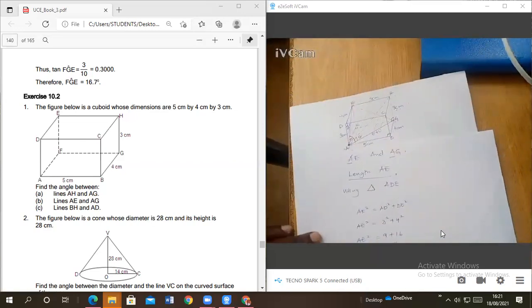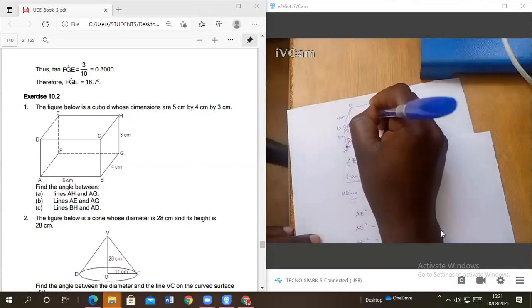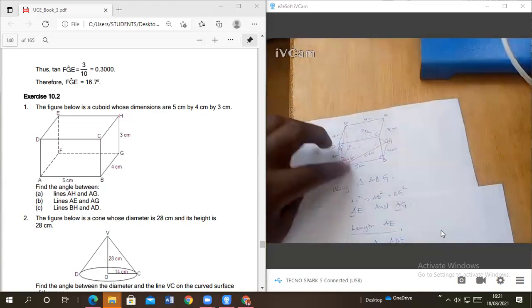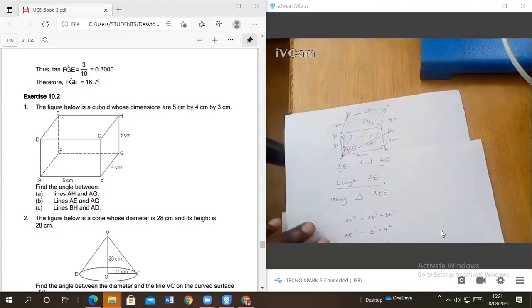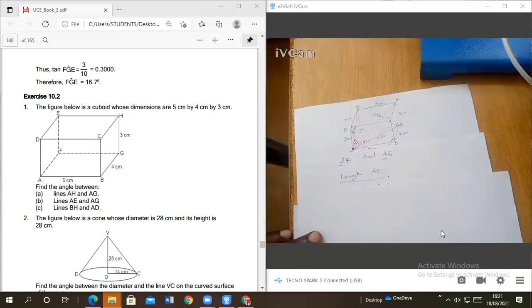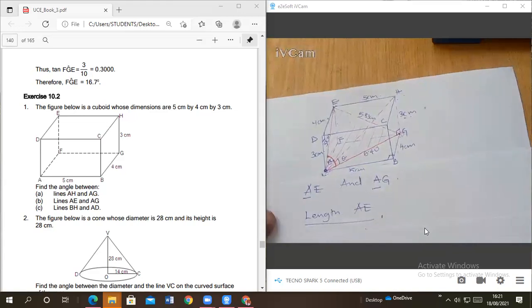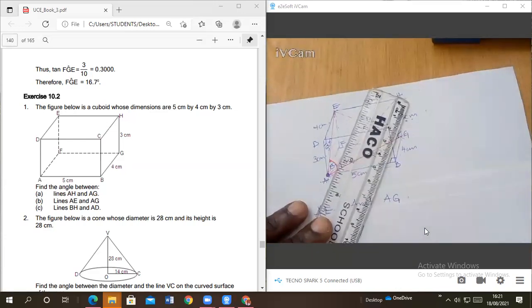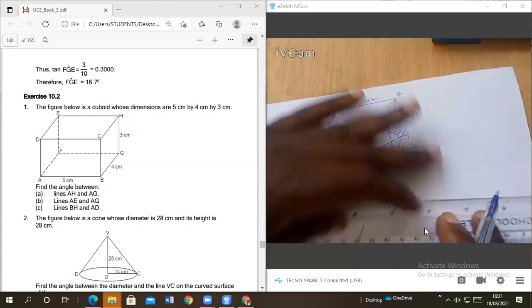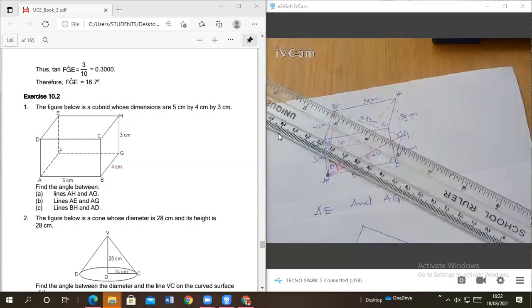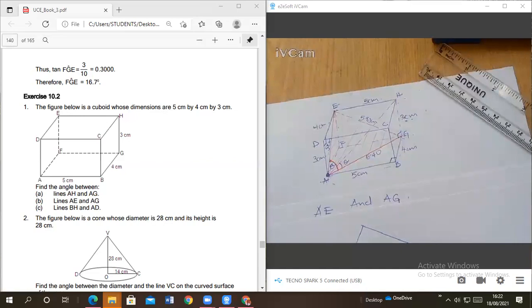Now, after finding EG as 5.83 centimeters, we are going to use the cosine rule to find the angle theta between these two lines. What's the formula for the cosine rule? Let me zoom in there and use the cosine rule to find theta. So we have a triangle. Let me first draw that triangle. So this is theta.